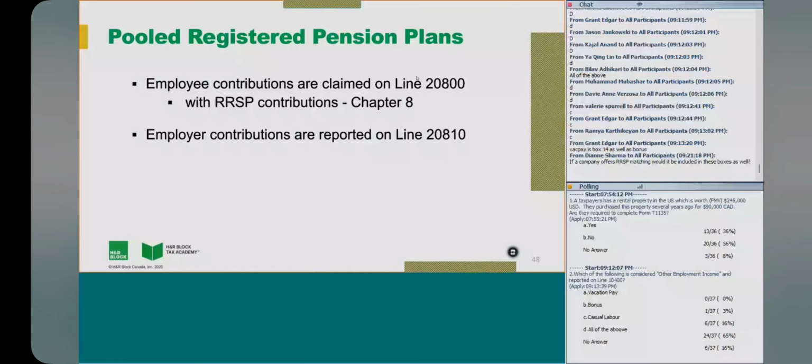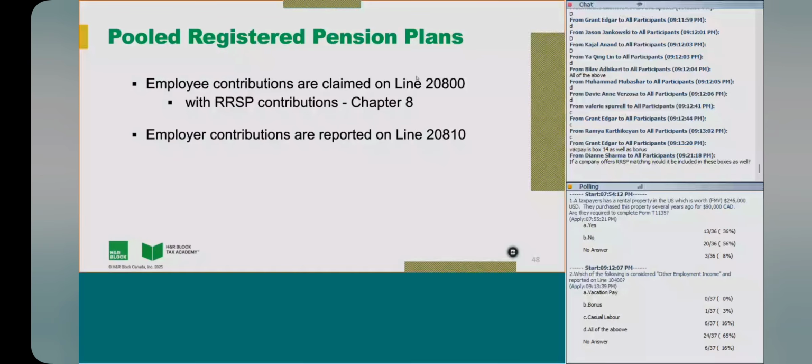Pooled registered pension plans, we're going to touch on them briefly. These are claimed on line 20800 together with RSP contributions. We're going to talk about those later in Chapter 8. Any employer contributions are reported on line 20810. These plans are quite uncommon.